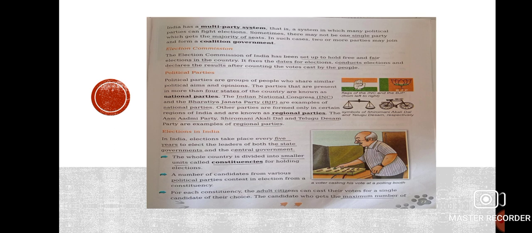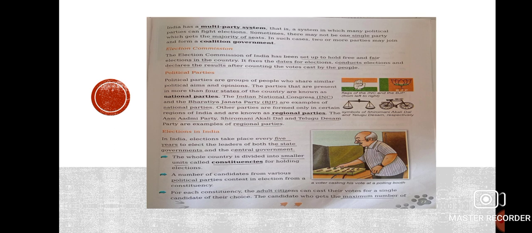Now also in political party there are 2 divisions, national party and regional party. Now the parties that are present in more than 4 states are known as national parties, whereas the others are known as regional parties. Election in India. In India, elections take place every 5 years to elect the leaders of both the state government and the central government. The whole country is divided into smaller units called constituencies for holding election.